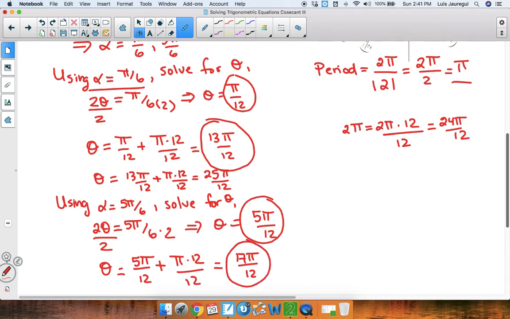What would happen if we actually added another pi? Well, you would end up with 17 pi over 12 plus 12 pi over 12, which is 29 pi over 12, which is surpassing the 24 pi over 12, which represents the 2 pi. Therefore, we're going to take these 4 to be our solutions on that particular interval. So we can say that theta is equal to pi over 12, 5 pi over 12, 13 pi over 12, and 17 pi over 12.